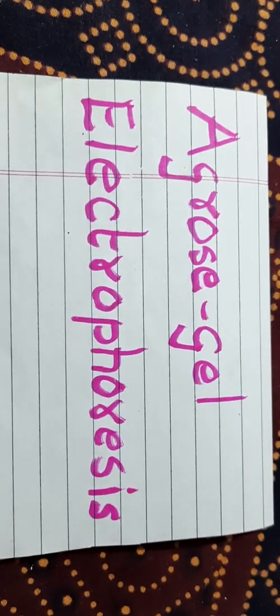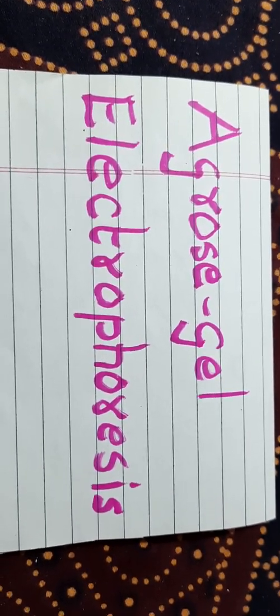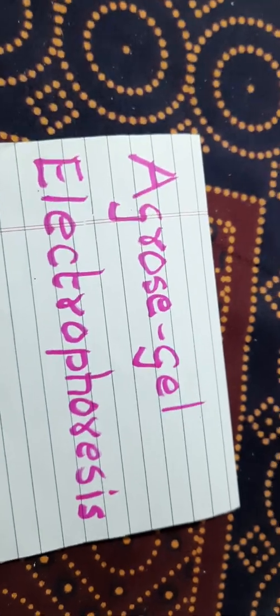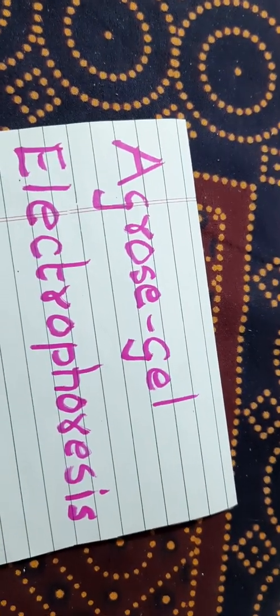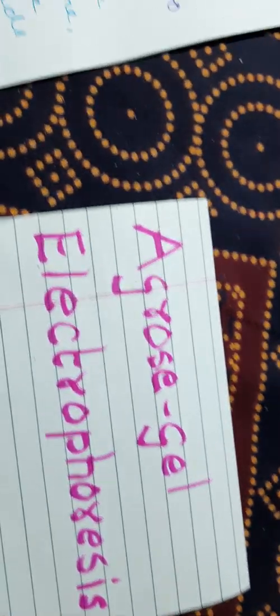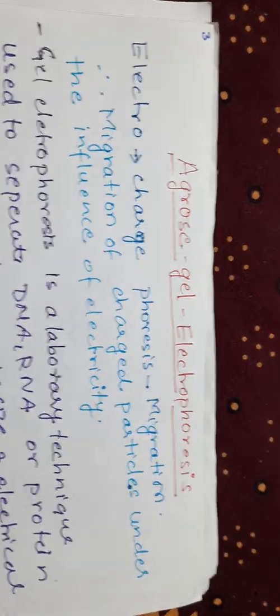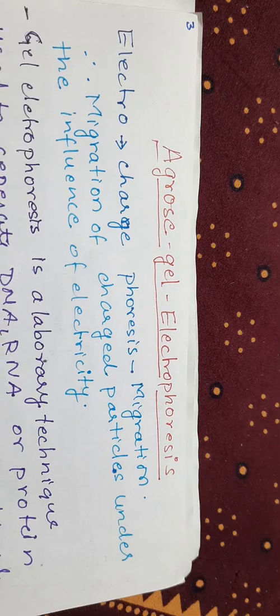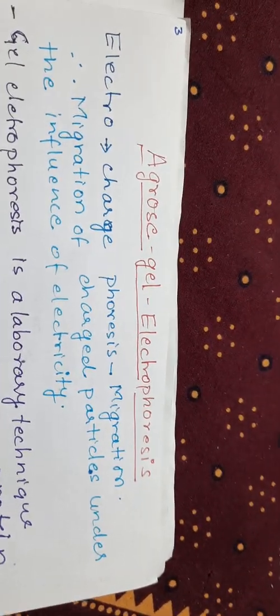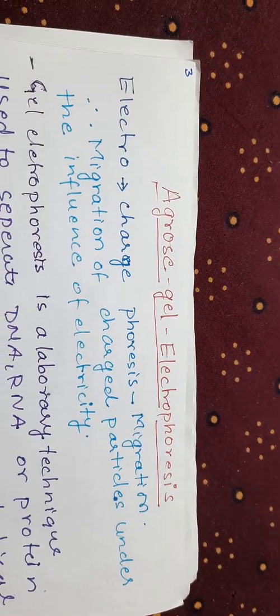Dear student, today we will discuss agarose gel electrophoresis. Now, what do you mean by electrophoresis? Electro means charge and phoresis means migration. Therefore, the migration of charged particles under the influence of electricity is termed electrophoresis.